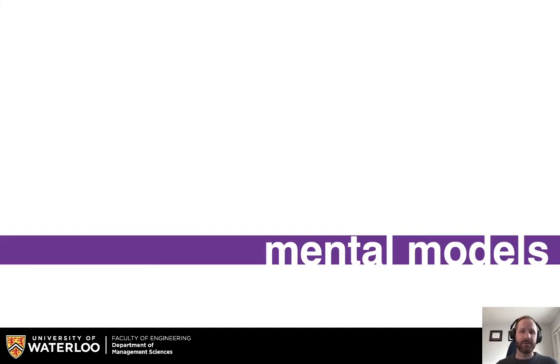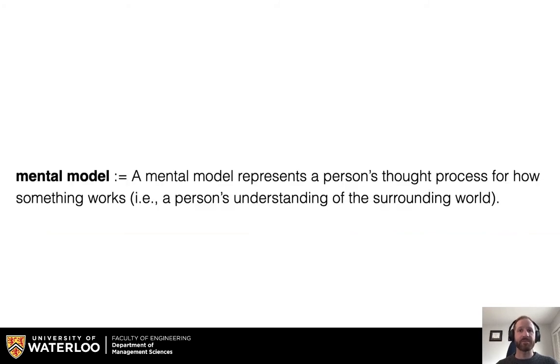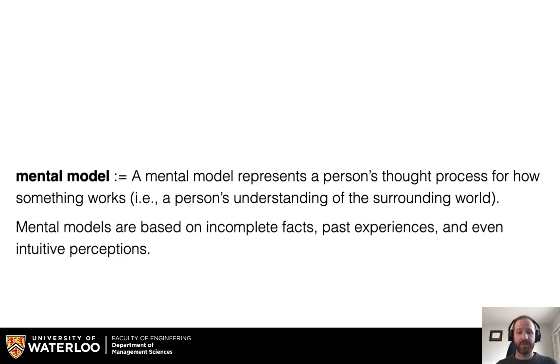One term that's come up in this course a bunch that we haven't thought critically about so far is mental models. A mental model represents a person's thought process for how something works. For example, a person's understanding of the surrounding world or of something embedded within that world. Mental models are based on incomplete facts, past experiences, and even intuitive perceptions. And all this is from Carey 1986.